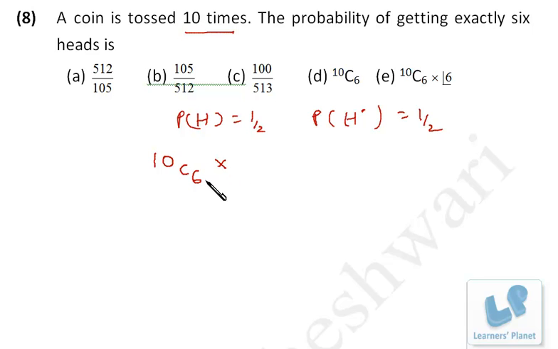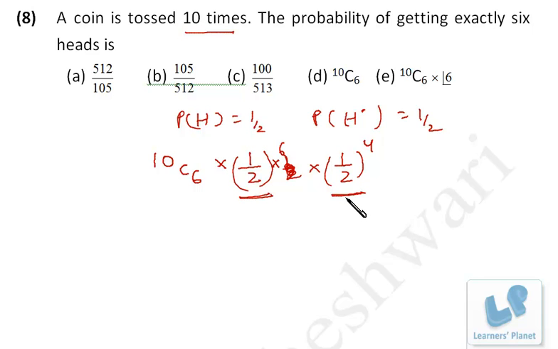Now in 6 events, what we want is head. So it's 1 by 2. I just write 1 by 2 6 times, right? In the remaining 4 events, we want not head, that means we want tail. So it's precisely 1 by 2 for 4 times, right? So in the 6 selected events, we are getting heads. In the remaining events, we are getting tails, right? So this is the solution.